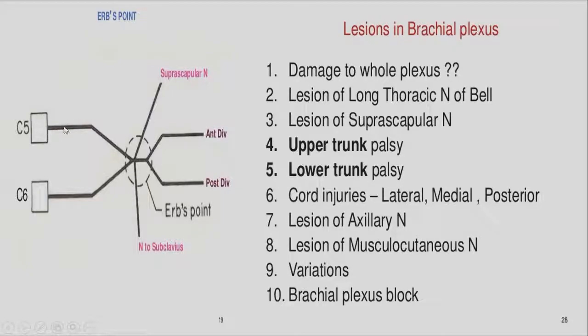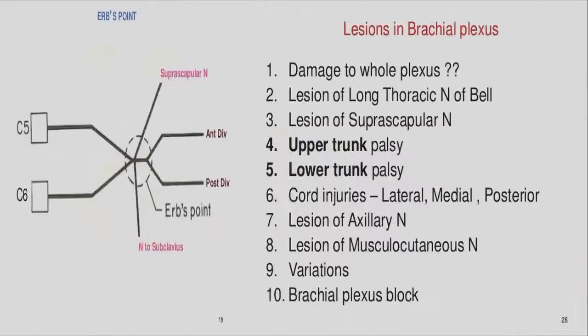So you have C5 number 1, C6 number 2. You're going to have suprascapular nerve number 3, nerve to subclavius number 4, anterior division number 5, posterior division number 6. So these come together at this point, and this point is known as the Erb's point. So you have to know what happens when you damage this point. If you damage the Erb's point, you're going to have the condition that is known as Erb's paralysis. I'll talk about it.